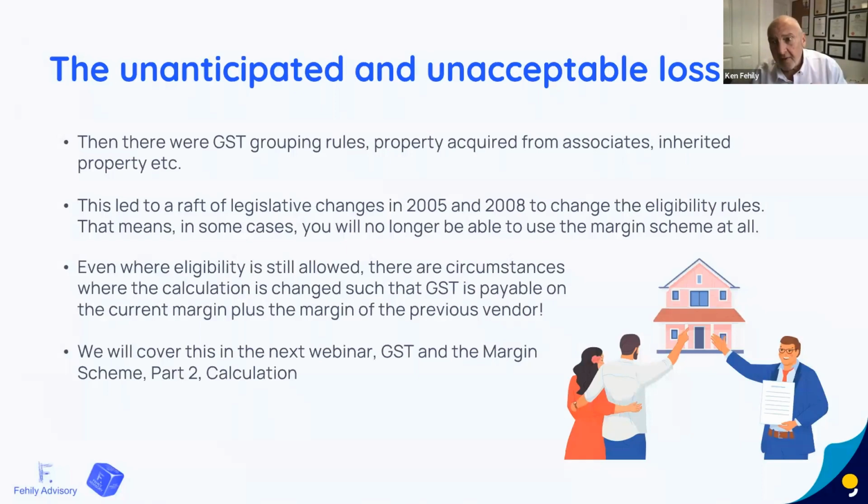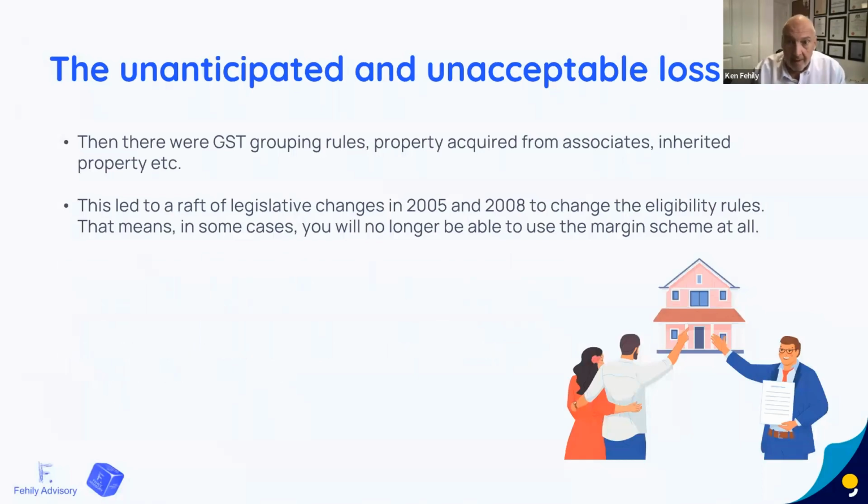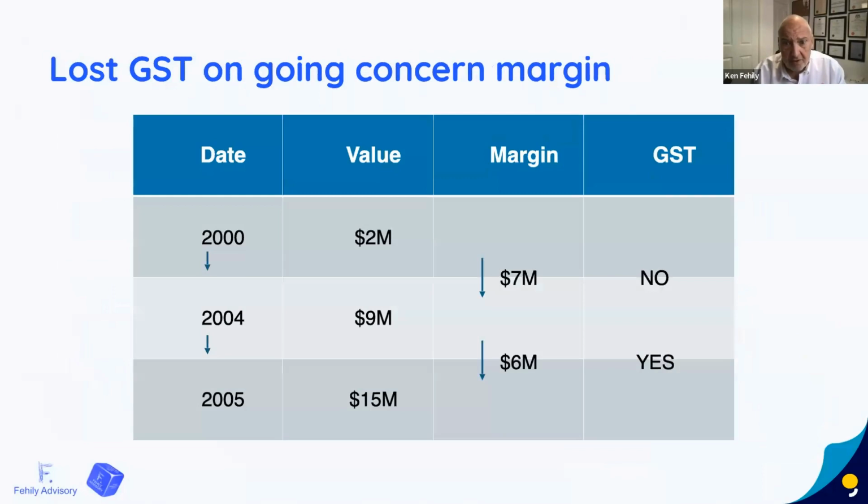In 2005, we thought, well, how are we going to pick up the GST on the previous margin? When I say we, I'm talking about government. Well, they could make it easy. What you do is you get the person paying the tax on the $6 million and make that person pay GST on the previous person's margin of $7 million.